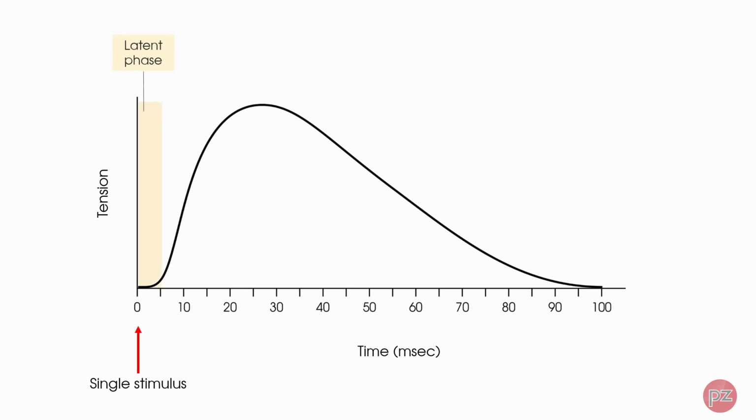Firstly, the latent phase. So the muscle action potential sweeps across the sarcolemma and calcium ions are released from the sarcoplasmic reticulum into the sarcoplasm, and that whole process lasts somewhere in the region of 2 to 5 milliseconds. Then we get the contraction phase. In this period, calcium binds to troponin C.